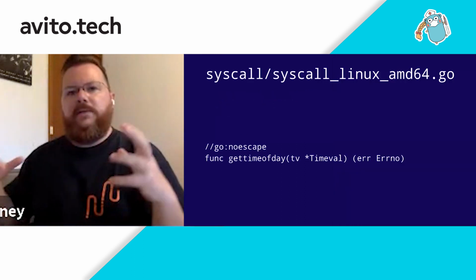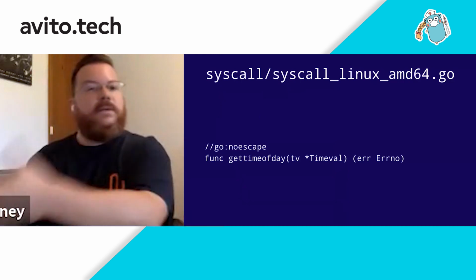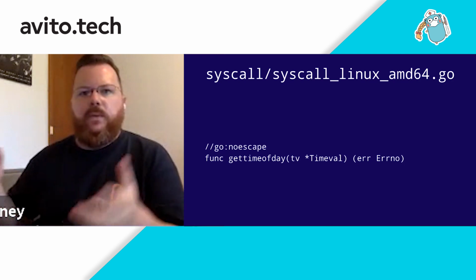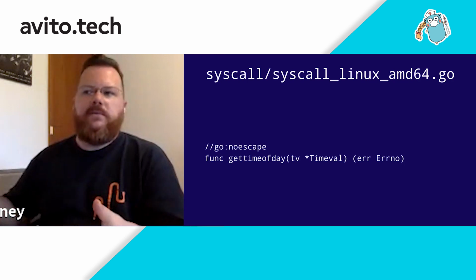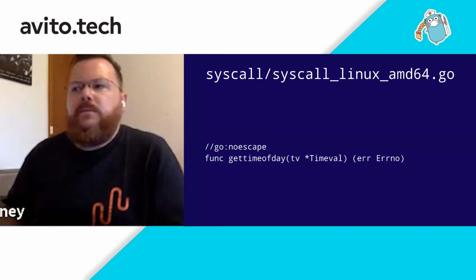So let's have a look at a few examples just to set the scene. These are all taken from source code in the standard library. In this example, we have the noescape directive, which is applied to the gettimeofday function from syscall.